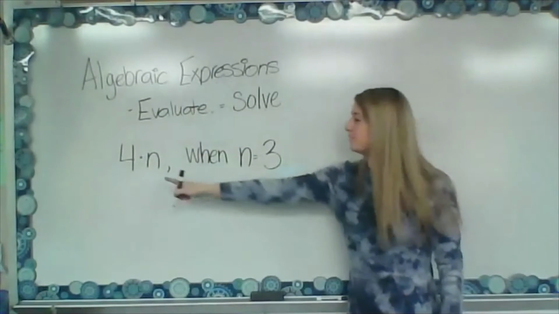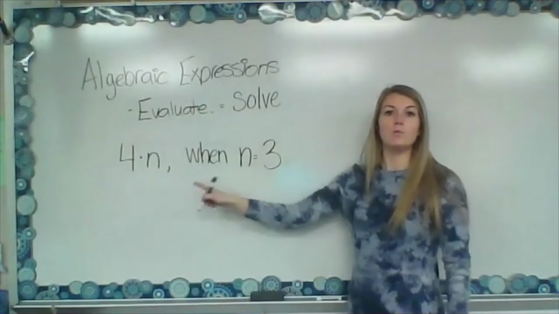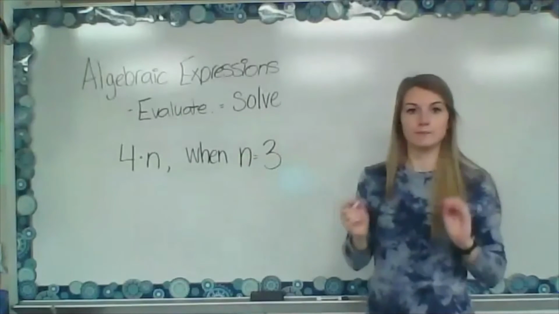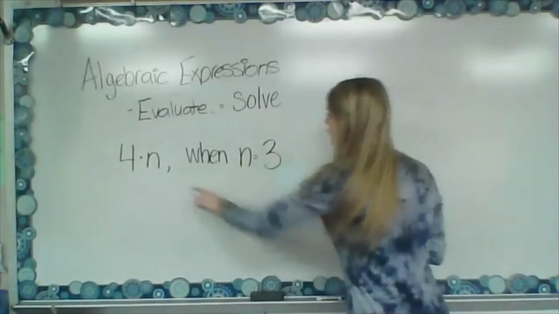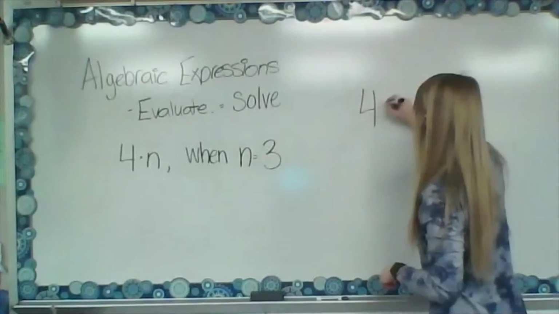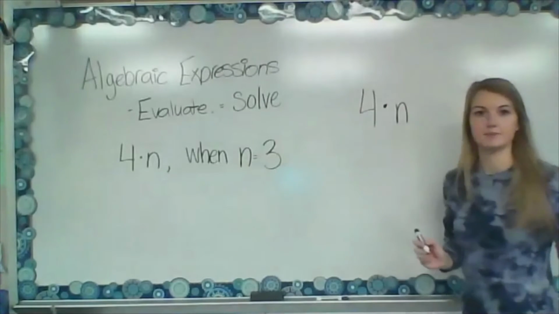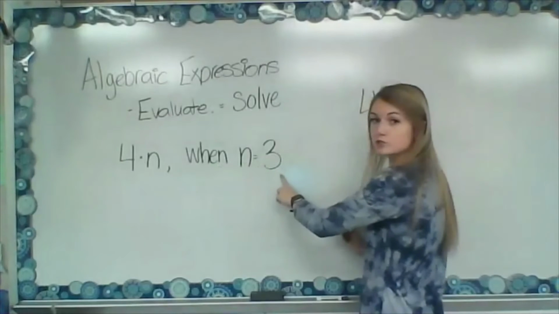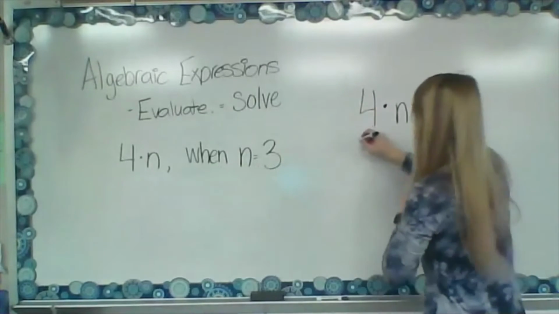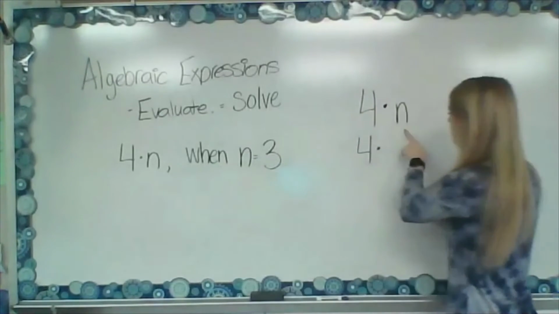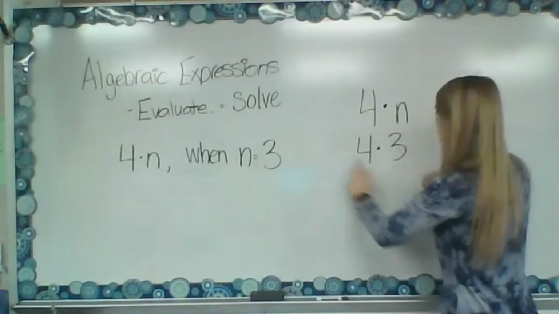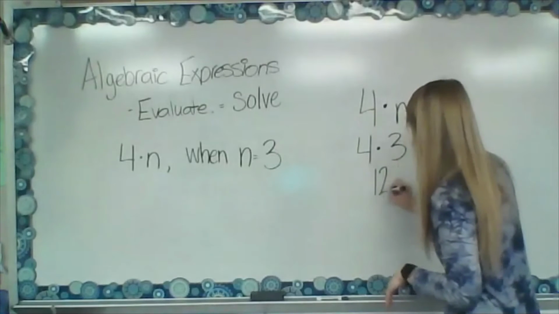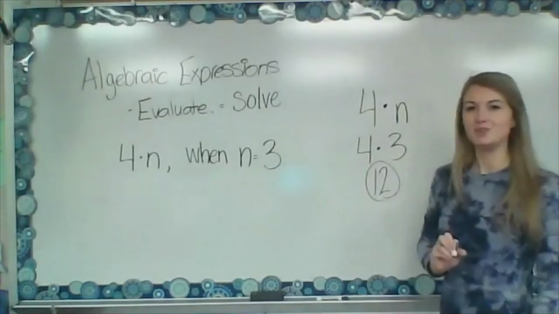Here's my next one. I've got 4 times n when n equals 3. Still, we're evaluating. So I'm going to start with my expression, 4 times n. Now, 4 times n when n equals 3. So I'm going to write down the 4. And what does my n equal? 3. So what's 4 times 3? Yeah, easy. 12, right? You'll get the hang of it.